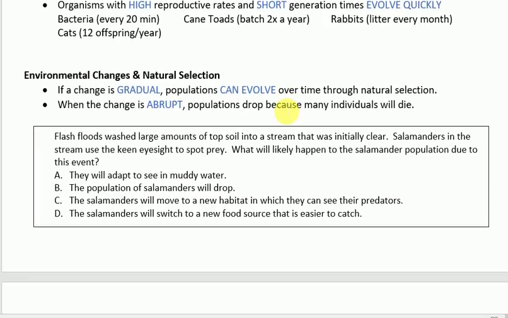So, for instance, let's apply what we just learned. Flash floods wash large amounts of topsoil into a stream that was initially clear. Salamanders in the stream used keen eyesight to spot prey. What will likely happen to the salamander population due to this event? So the first thing you have to decide, is this gradual or is it abrupt? And considering that it's flash floods, we're going to say that it's abrupt.